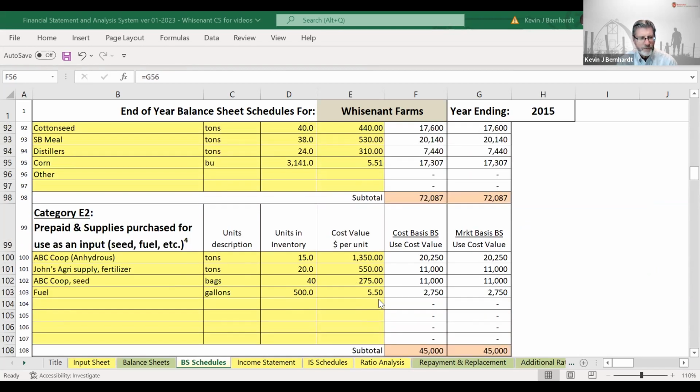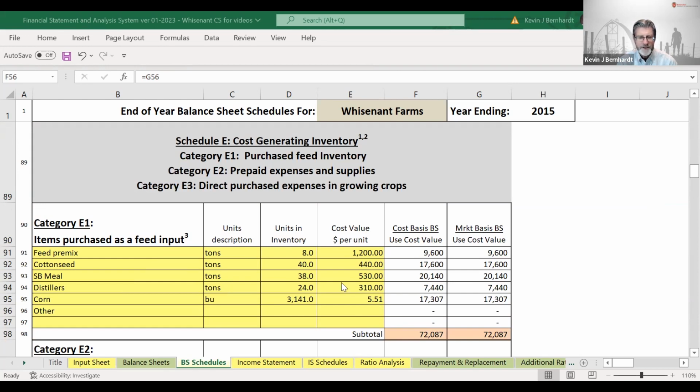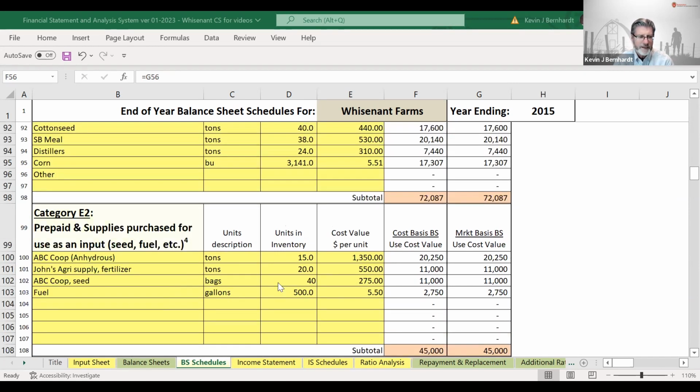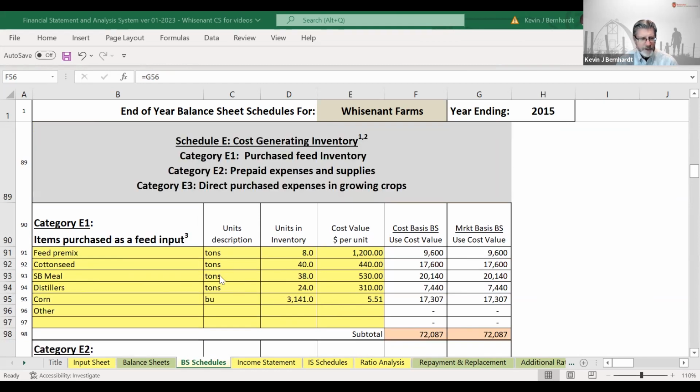Category E1 and E2 are really basically the same thing. It is inputs that we either have on farm or we've prepaid for some inputs that we're going to use in some production process. They're all purchased. The only difference in categories E1 and E2 is that E1 is for items that we're going to use as a feed input, and E2 is for items being used as a crop input or some other kind of enterprise input. And the reason for doing that is just to be able to give the livestock folks a chance to separate out that feed cost.